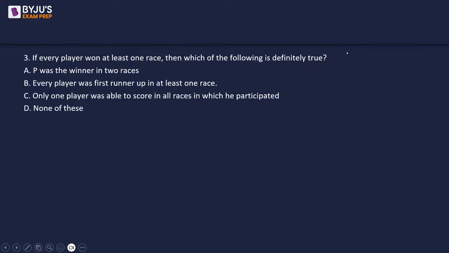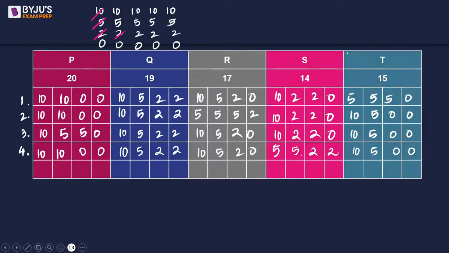Next, if every player won at least one race, there is a comma. Let's take a pause and think about this. If every player won at least one race, it means every player must get 10 at some point. So let's check which cases we are talking about. In the first case, T did not come first. In the next race, R never came first. In the last race, S did not come first. So we are talking about the third possibility, where one of P, Q, R, S, T got 10. That means each came first at some point in some combination, right?